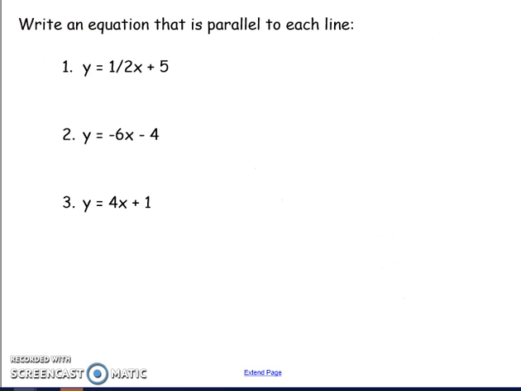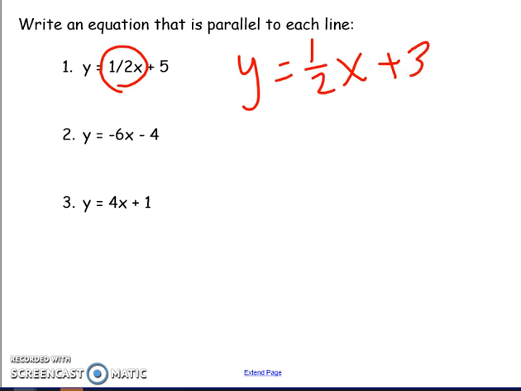All right, so let's try some of these. We need an equation that's parallel to each line. So that means we need to find the slope. If we remember back to our last video, our slope is the number that's in front of the x. So our slope is going to be +1/2. To write an equation for a line that's parallel, we're going to use the slope 1/2 x, and you can just leave it as 1/2 x, or you can put plus or minus anything except 5.